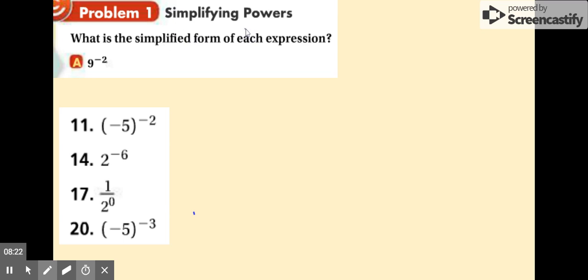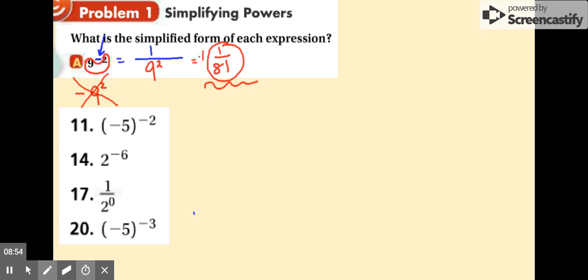So what's the simplified form? Now we have a negative in the exponent, which means flip, right? And now what's the leftover? We have 9 and the second power. So you're going to put 9 to the second power, which is 1 over 81. So 1 over 81 is actually 9 to the negative second power. This is not negative 9 squared. No, it's not a negative number. As you see, it is a positive number, positive 1 over 81. It's quite a small number.